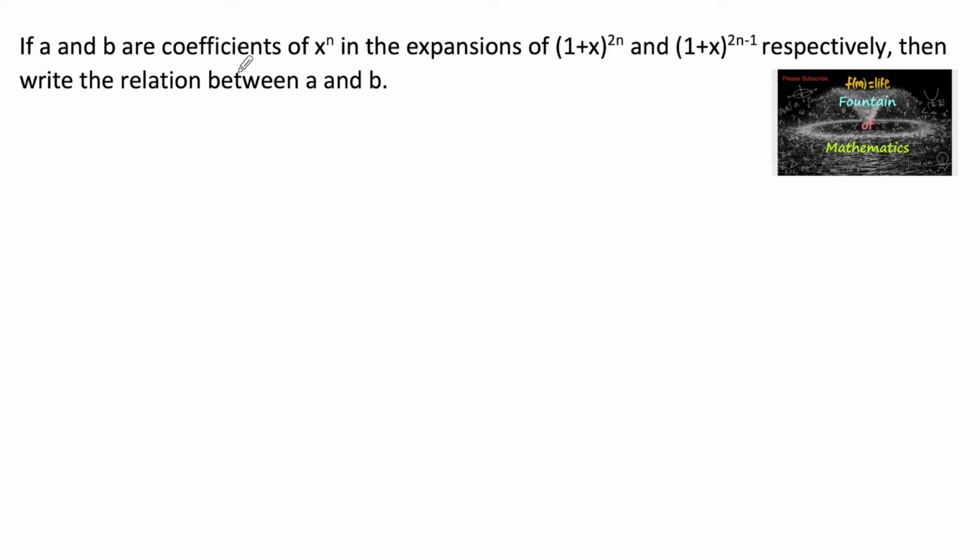If a and b are coefficients of x^n in the expansion of (1 + x)^(2n) and (1 + x)^(2n-1) respectively, then write the relation between a and b.